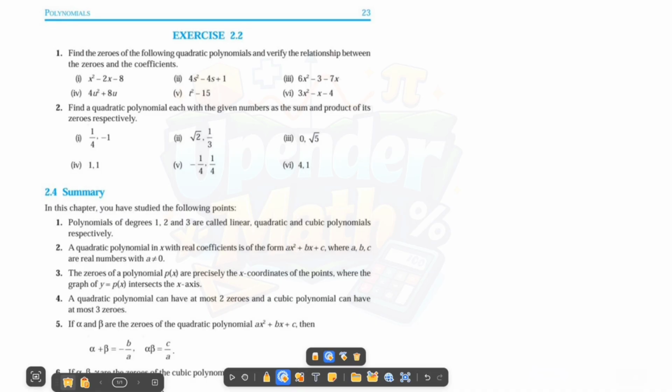So the third question is 6x square minus 3 minus 7x. So we have to find the zeros of this polynomial and verify the relationship between the zeros and coefficients. Let's write what is given. Let p of x be 6x square minus 3 minus 7x.